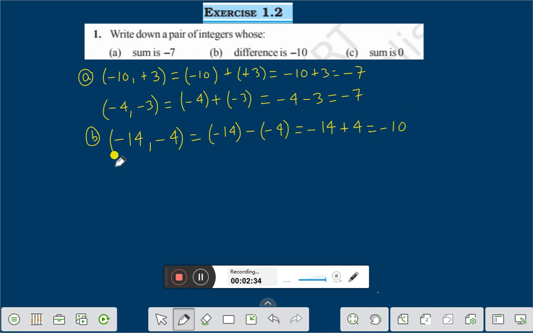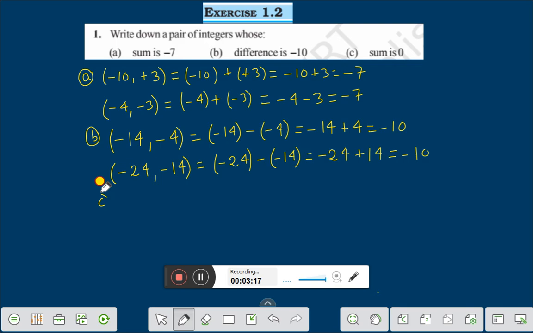Let us take another pair. Suppose the pair is minus 24 and minus 14. If you take the difference, you will get minus 24 minus of minus 14. And what you are getting? It is minus 24, minus into minus is plus, plus 14. And you are getting minus 10, right?